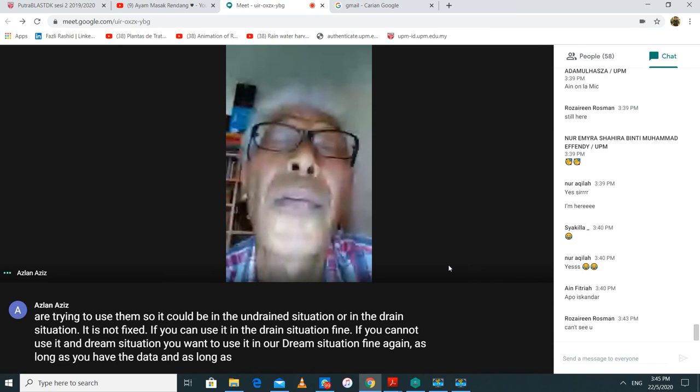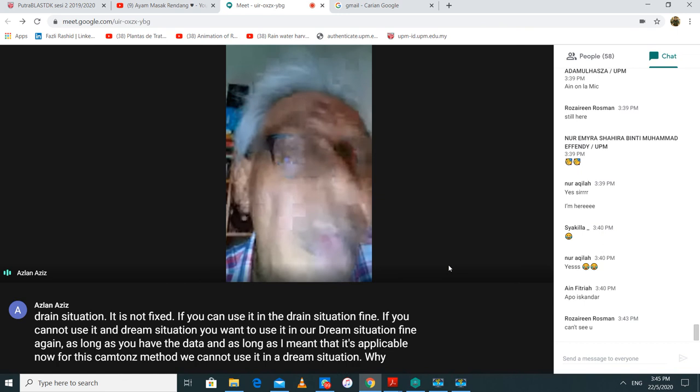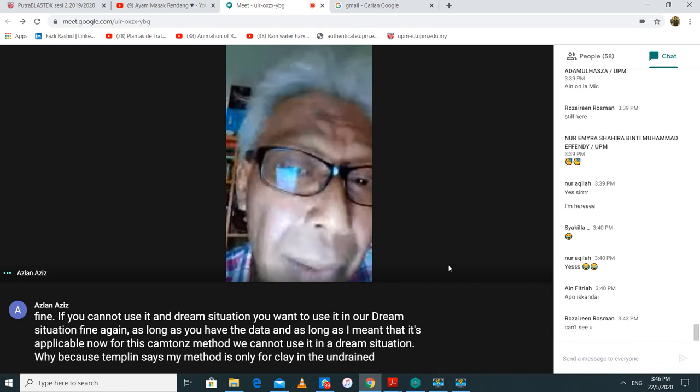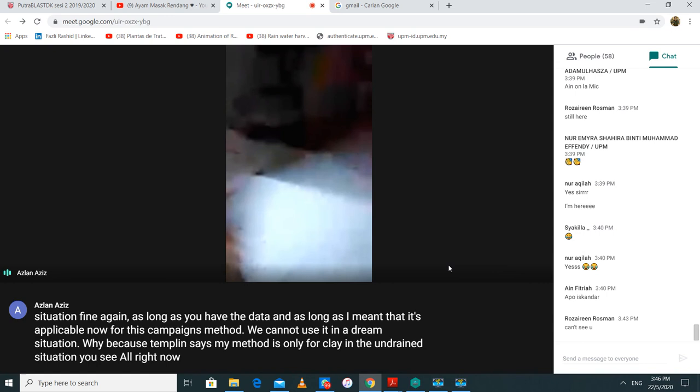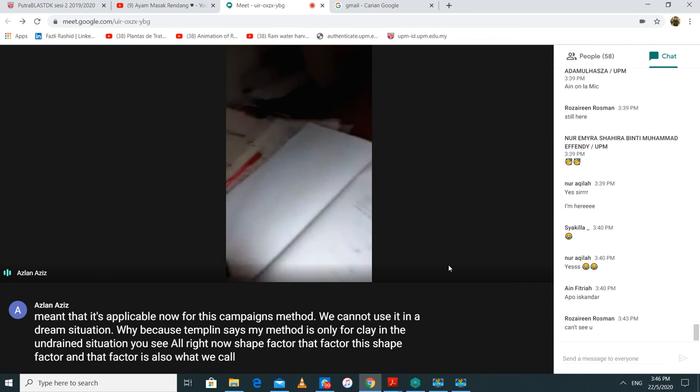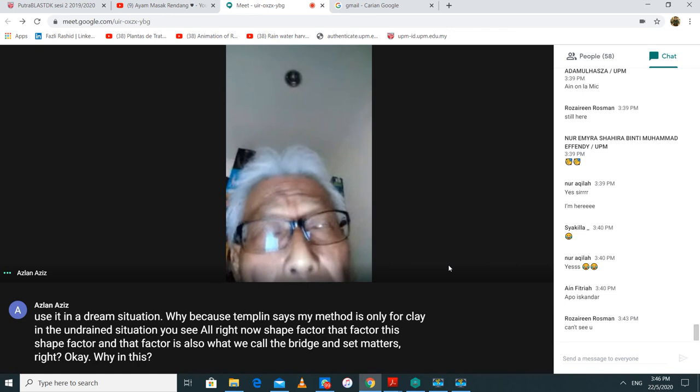Now, for Skempton's method, we cannot use it in a drained situation. Why? Because Skempton says my method is only for clay in the undrained situation. You see? All right. Now, shape factor, depth factor. This shape factor and depth factor is also what we call the Brinch-Hansen method, right? Okay. Why in this problem do we not have to use the inclination factor?